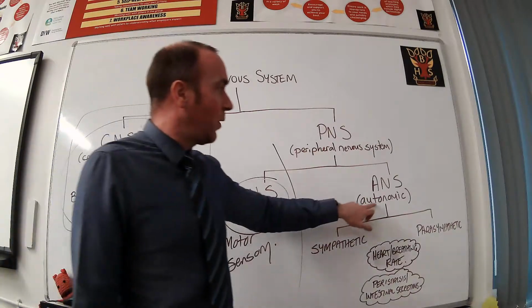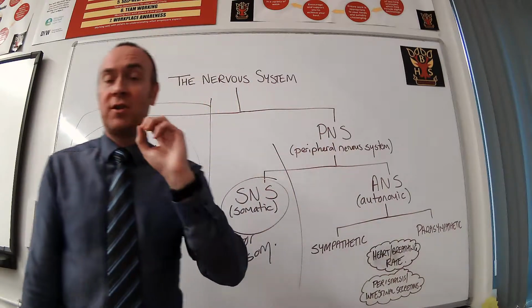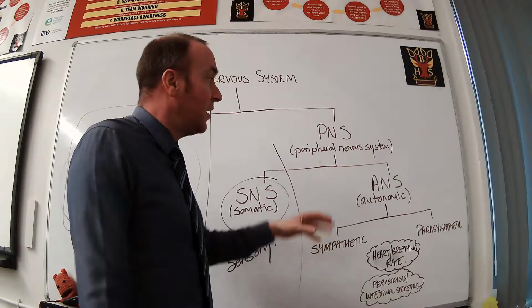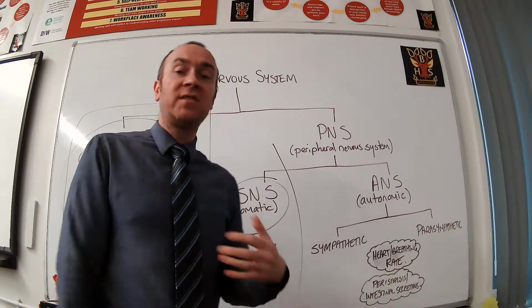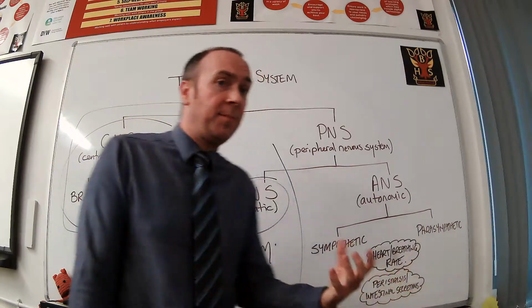Now, we use this word autonomic to describe the part of the nervous system which is involved in things that our body does without us really thinking about it. So things like your heart rate, your breathing rate, the activity of your digestive system, that's controlled by the nervous system, but not consciously.